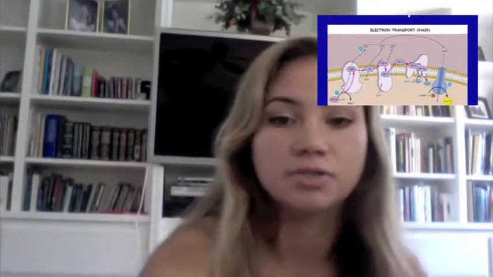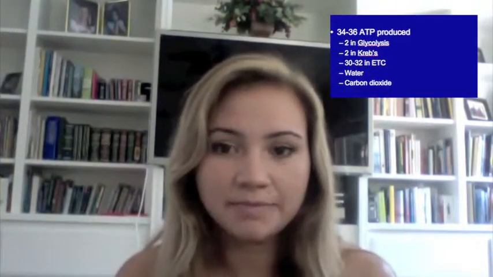And you can see the hydrogen gradient that is occurring, as well as the movement across ATP synthase, which is creating the energy. In total so far, we have created 34 to 36 ATP. We have created 2 in glycolysis, 2 in Krebs cycle, and 30 to 32 ATP in the electron transport chain. And water and carbon dioxide have been our byproducts.